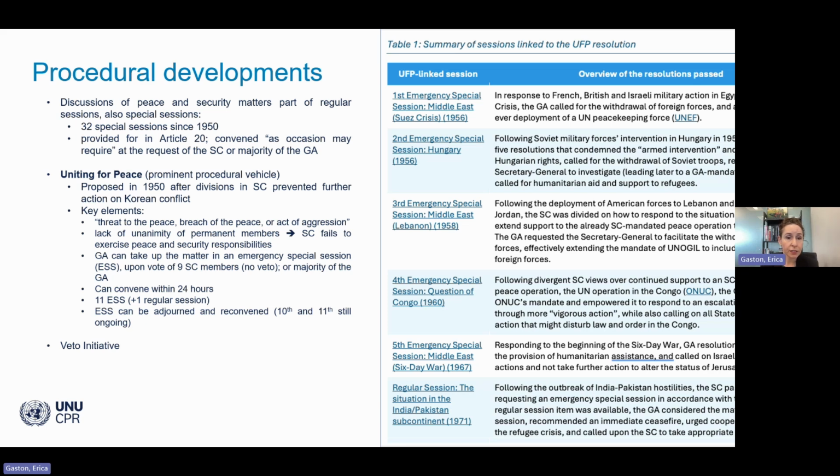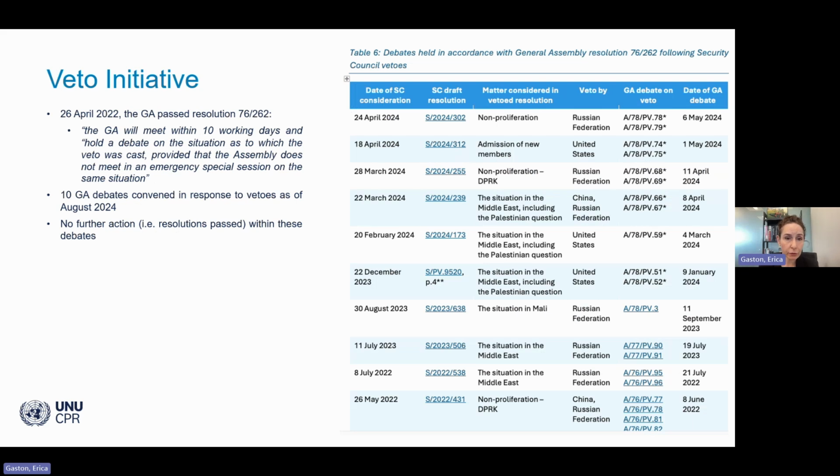Another important initiative that's more recent is the veto initiative, which was introduced in April 2022. This was an idea to try to provide a bit of accountability for vetoes in the Security Council, so that there would at least be a measure of General Assembly debate on them. So this holds that whenever one of the permanent 5 members of the Security Council casts a veto, the GA will meet within 10 working days and hold a debate on the issue. If they're already going into an emergency special session, which has already happened twice, then they don't need to go to this immediate veto initiative debate.